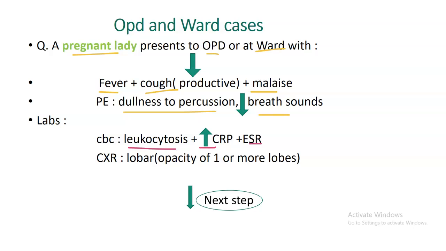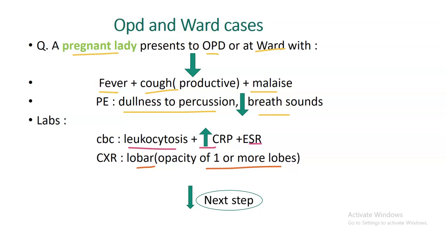Then on the X-ray findings, if there is only lobar involvement, it means the opacity is in one or more lobes. The presence of bronchograms will be there. If it is bronchopneumonia, there will be poorly defined patchy infiltrates scattered throughout the lungs. Or if there is atypical or interstitial pneumonia, there will be diffuse reticular opacities, but there will be absent consolidation. Consolidation will be in typical pneumonia.